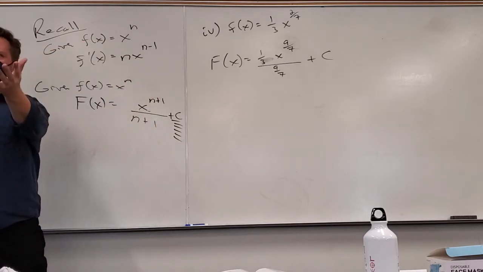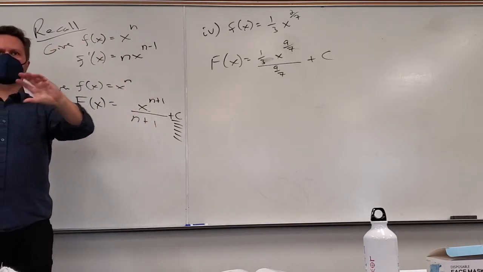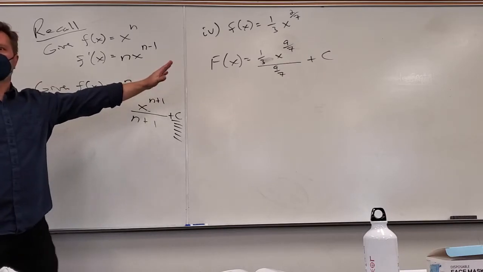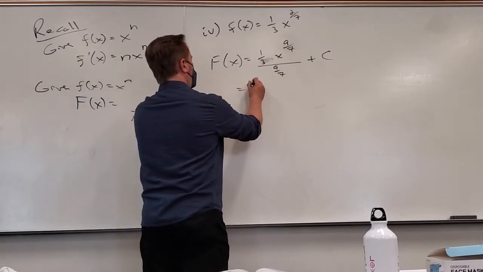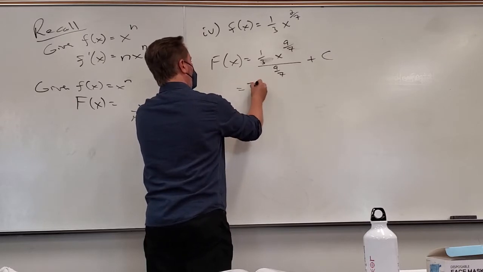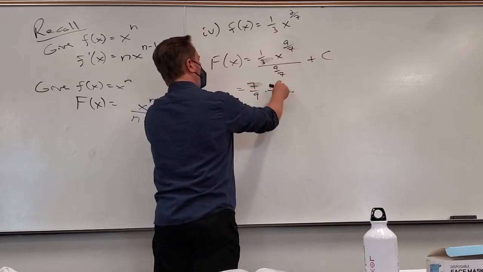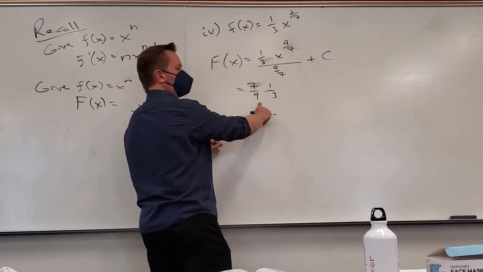Now, of course, since I have fractions, what could I have done instead of writing it like this? Couldn't I have written it like this? Yeah. Dividing by 9/7 is the same thing as multiplying by 7/9.